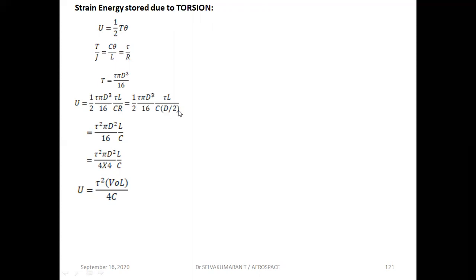So D will get cancelled here again, and tau into tau gives tau square. So pi D square by 16 into L by C. I need tau square and L separately, and pi by 4 D square as area. So tau square, pi D square by 4 into 1 by 4, I have taken separately, L by C. Pi by 4 D square, area into length, becomes the volume. So tau square by 4C into volume is nothing but strain energy stored due to torsion.